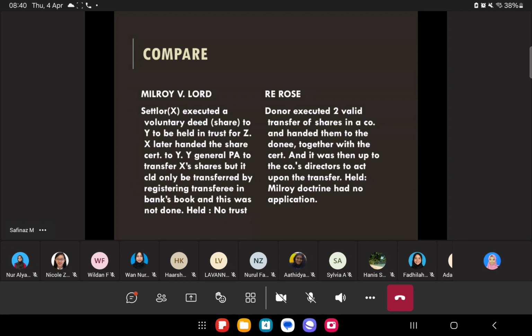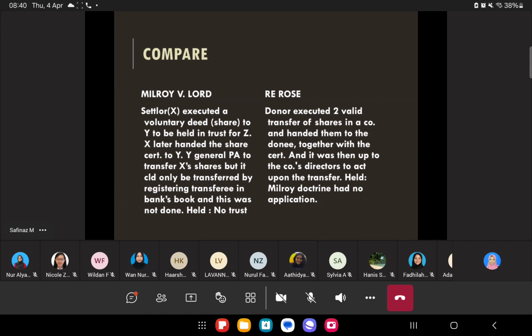Y mempunyai a general power of attorney to transfer share tersebut ke atas nama dia. Tetapi proses itu hanya boleh dilakukan by registering the transferee in the bank's book. And this was not done by X. Okay, maknanya X patutnya dia memang dah buat, dia dah bagi share certificate, dia dah sign power of attorney, tetapi there is another step that he needs to do whereby dia kena register nama transferee tersebut dalam bank's book, and he did not do this.